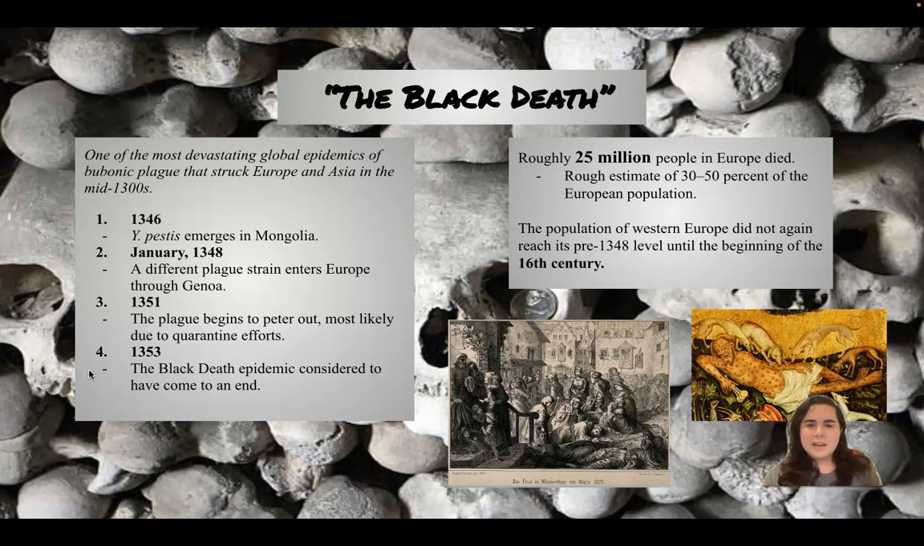Now, the estimate of how many people exactly in Europe died due to the Black Death epidemic varies between historians and researchers, but a rough mean estimate of people in the continent of Europe alone that died was essentially 25 million, which at the time roughly estimates to 30 to 50% of the population in Europe. It was so horrific that the population in Europe did not reach its pre-Black Death levels until the 16th century.